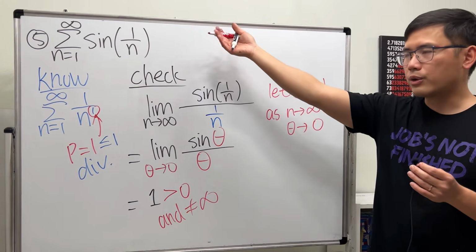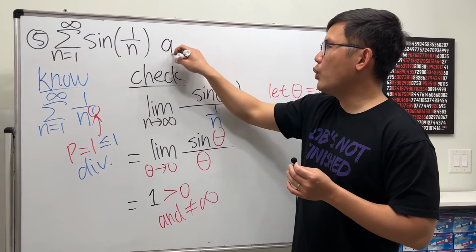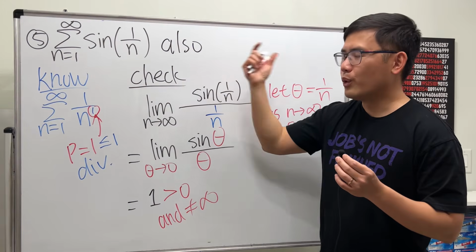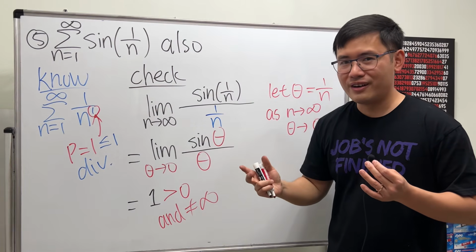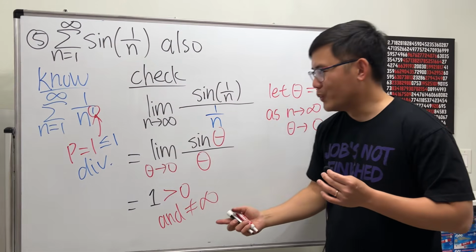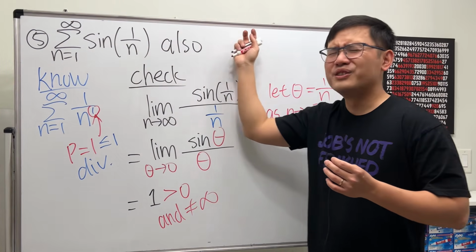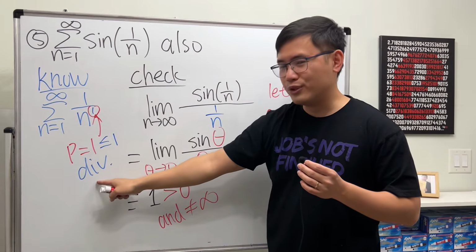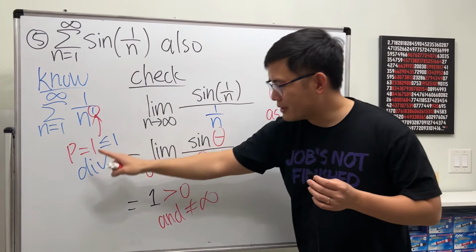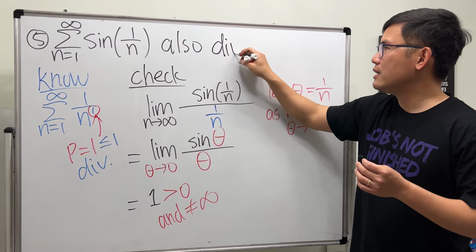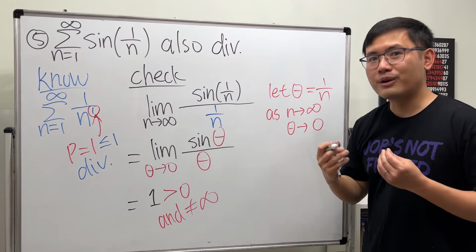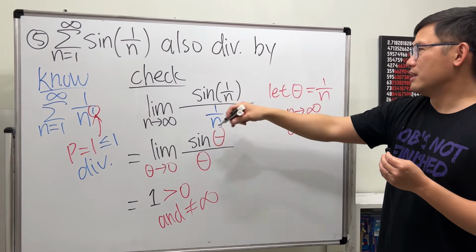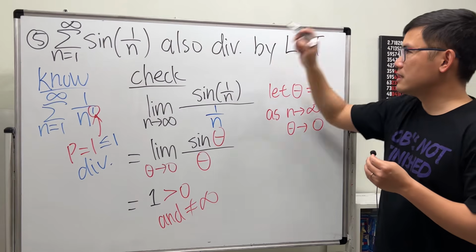Therefore, we get to draw our conclusion. When you are using comparison test, make sure you have the word "also" in your mind somewhere, because you don't want to do all the work and then put down that this right here converges. No. When you put down the word "also", you can look at what you put down earlier. Also diverges. That's how you draw the connection. That's why it's called comparison. Also diverges, and we say that's because of the limit comparison test.